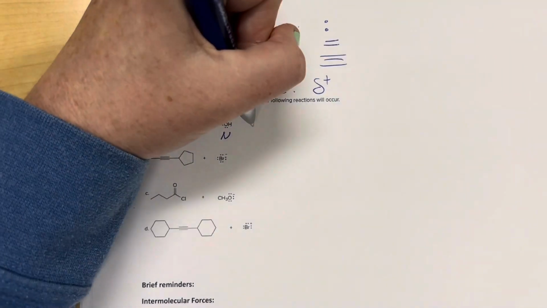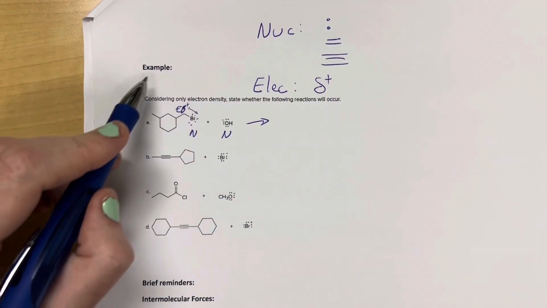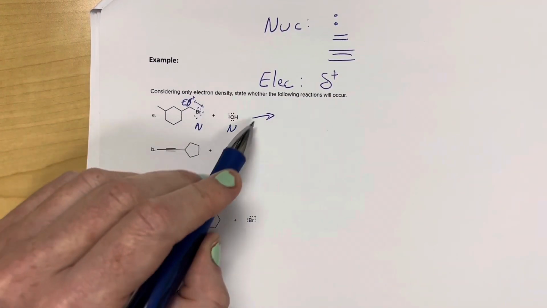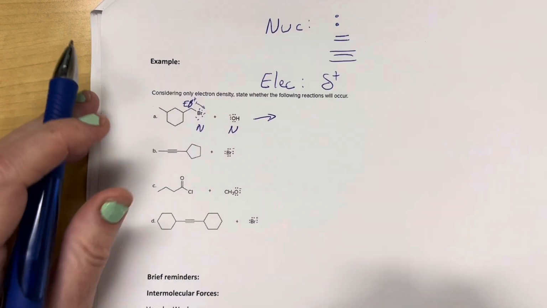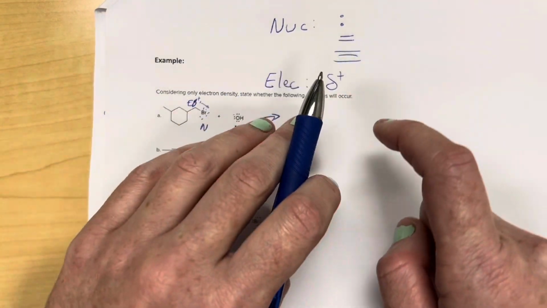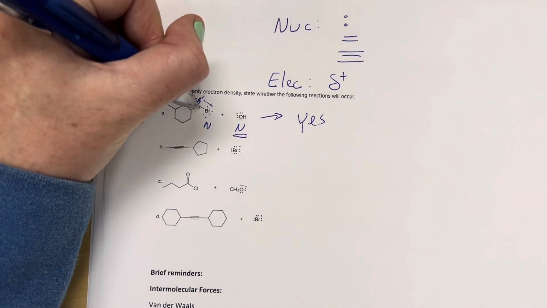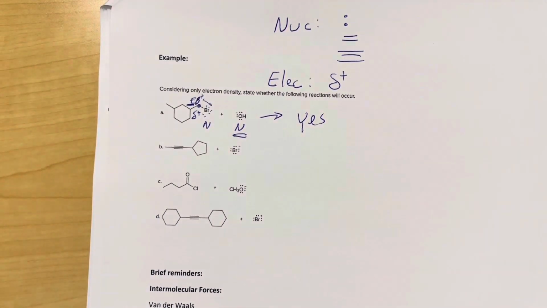So the question is, will these react? Well, there's got to be a nucleophile and an electrophile, so they have to be opposite. As long as you have two opposite sites, they can react. So the answer is yes. Why? Because we have a nucleophile here and we have an electrophilic site right here on this carbon, which is again partial positive.